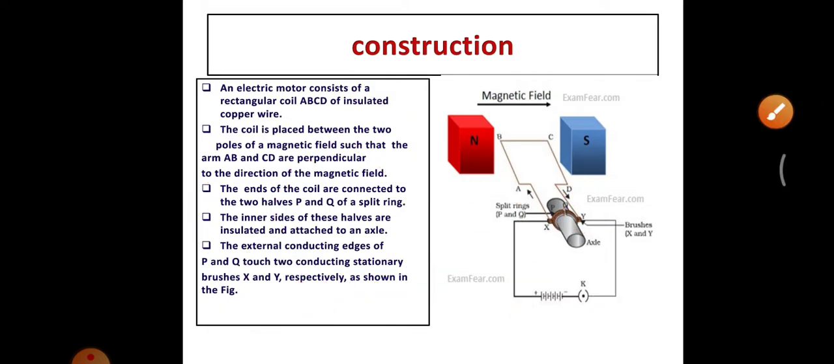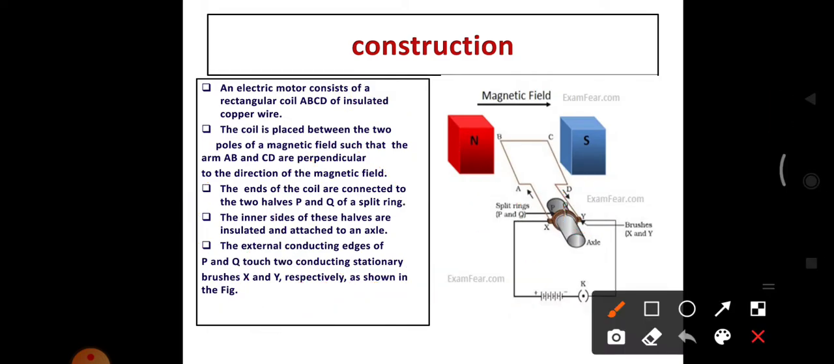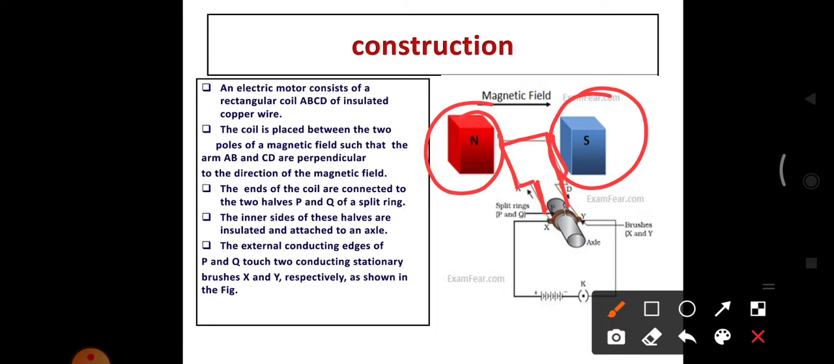Do you understand? ABCD is the rectangular coil. It is placed between the magnetic field and the ends of the coil are connected to two halves P and Q. The inner sides of the halves are insulated and attached to the axle, and X and Y are the carbon brushes. They are attached to P and Q.